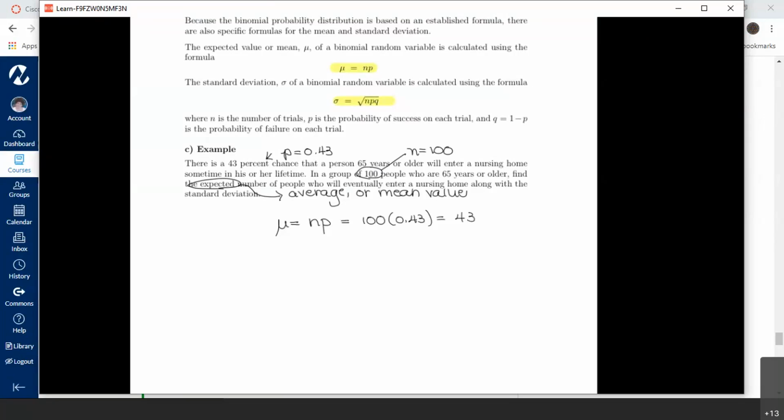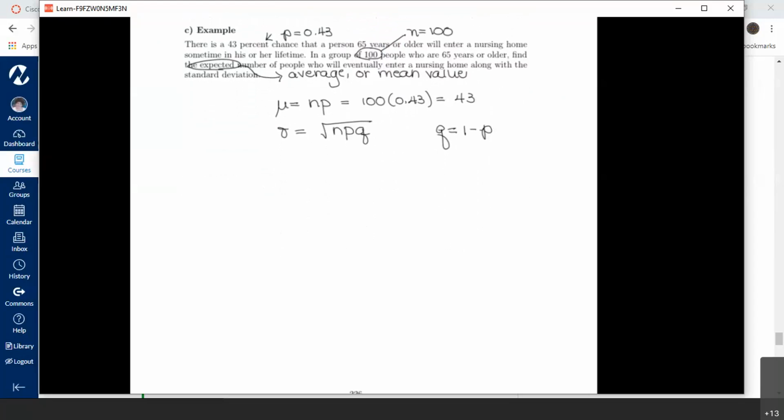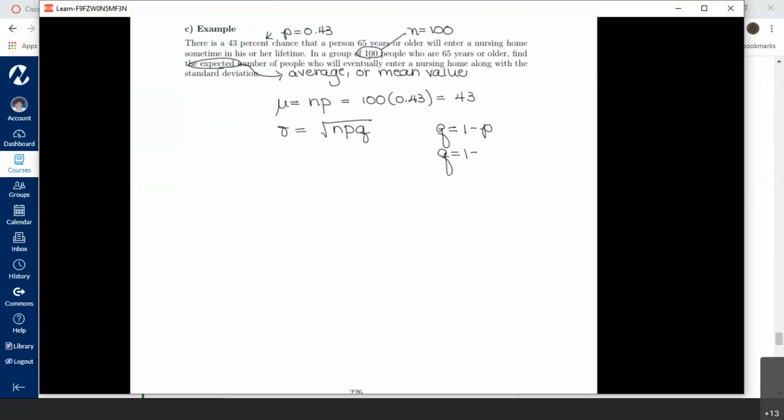They asked me also for standard deviation, which is the square root of npq, where q is 1 minus p, right? It's the probability of a failure. So let me figure that out. That's 1 minus 0.43. Okay, so again, my q is 0.57. Right, then I can put that in here. 100 times 0.43 times 0.57.